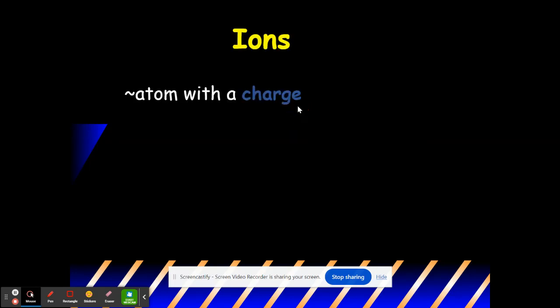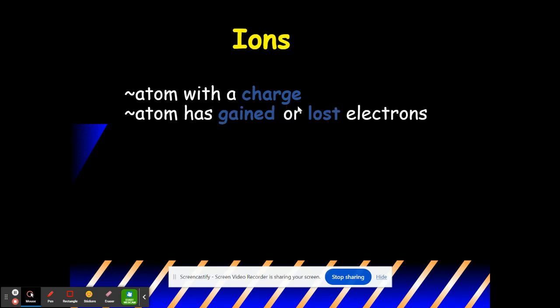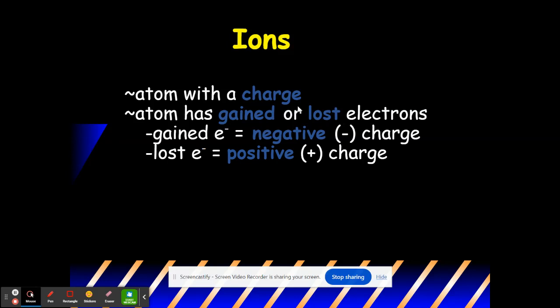Ions are atoms that have a charge, positive or negative. This happens because they have gained or lost electrons. If they've gained electrons, they've become negative. If they've lost electrons, they become positive. And we'll do a whole lot of this so that you can see what's actually happening in just a minute.